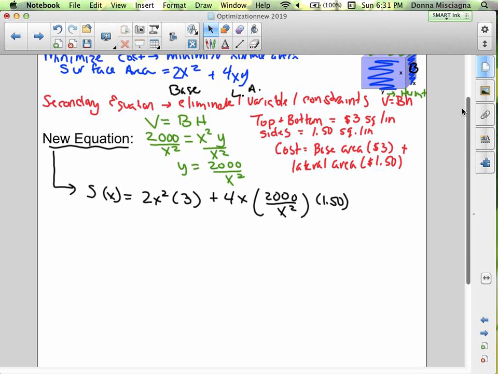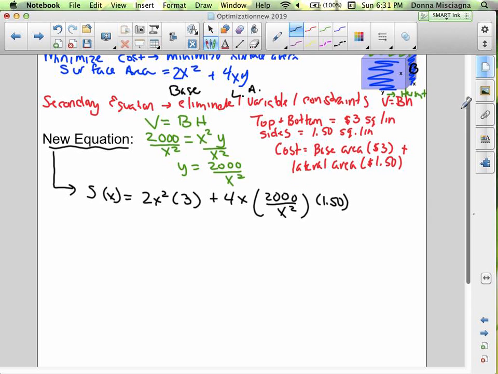When I extend the page, I can't always see that there's writing below. All right, so let's simplify this. S of x equals 6x squared plus, so that would give us 4 times 1.5 is going to be 6.